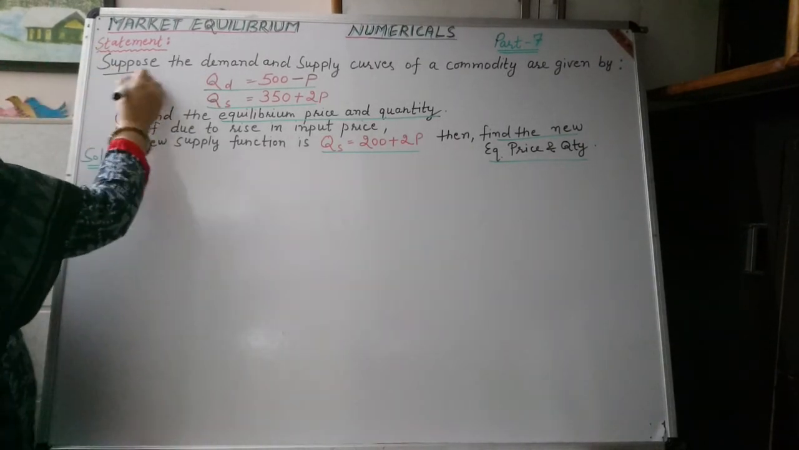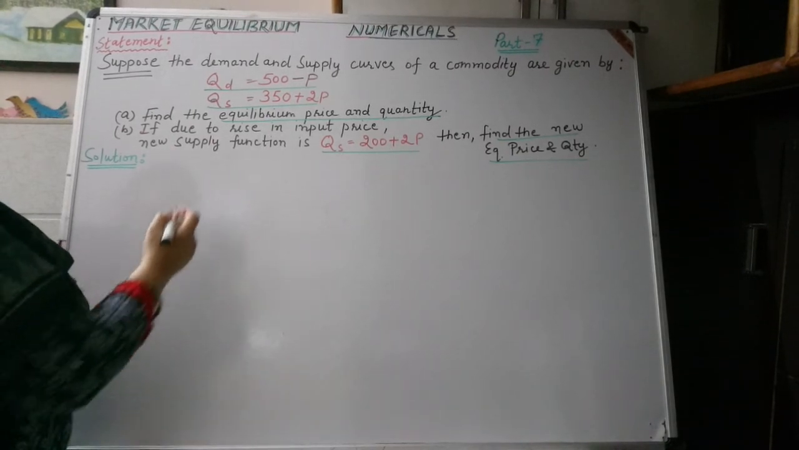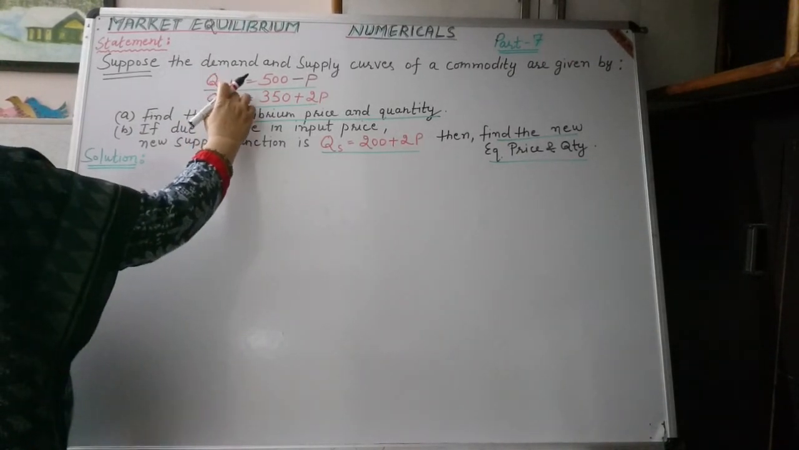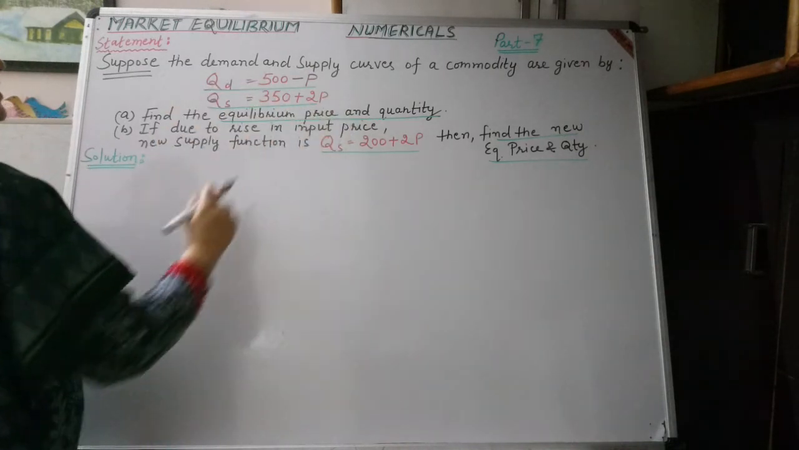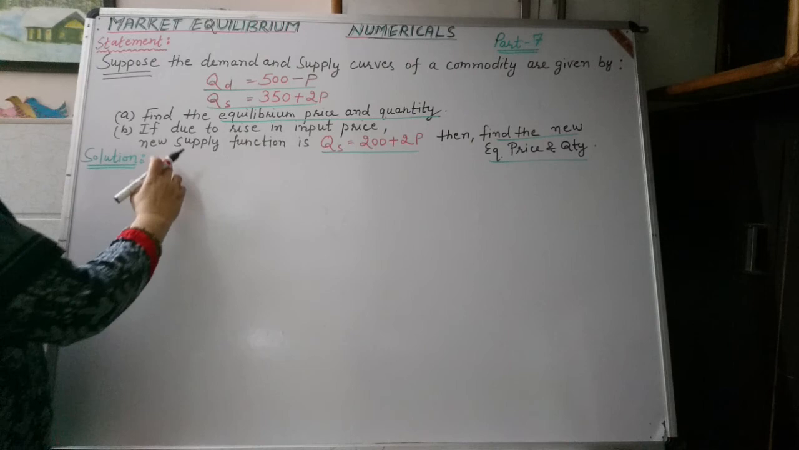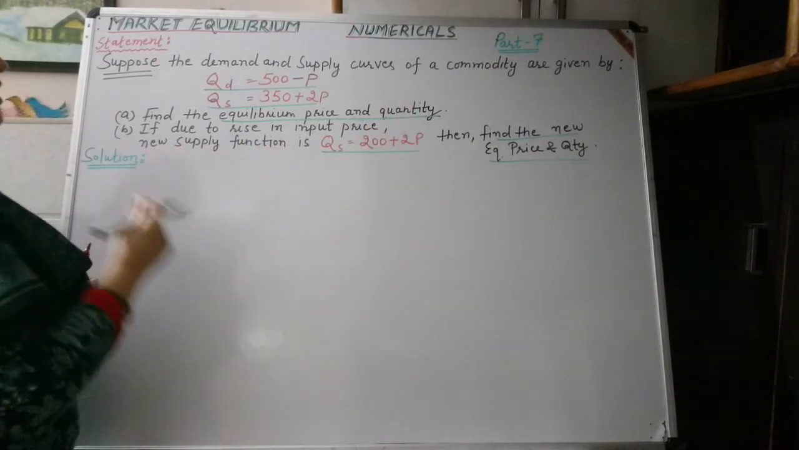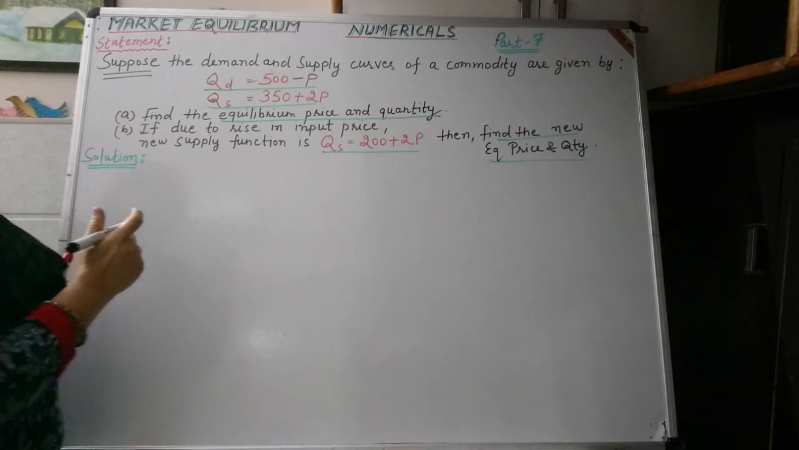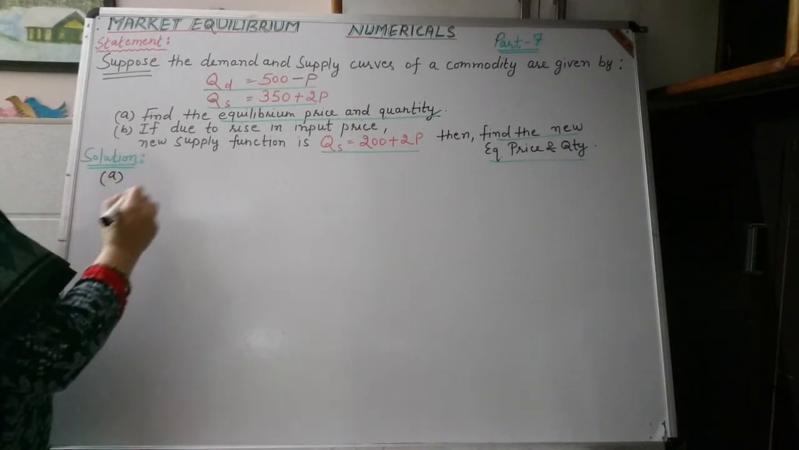So first of all, let us see what is given in the statement. Quantity demanded and quantity supplied is given. Find the equilibrium price and quantity, and suppose that if a new supply function is given, then find out the new equilibrium price and new equilibrium quantity. So let us start with part A.